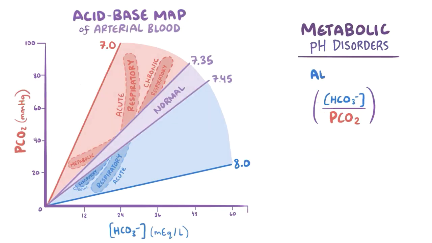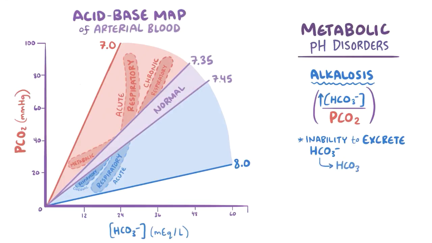On the other hand, metabolic alkalosis can result from an inability to excrete excess bicarbonate in the urine, and this leads to an increase in the bicarbonate concentration, and therefore a rise in the pH.